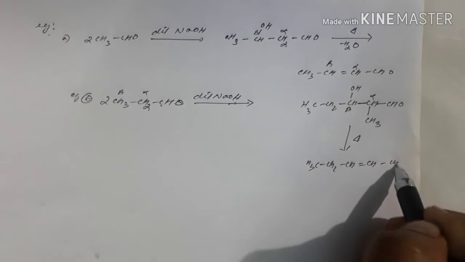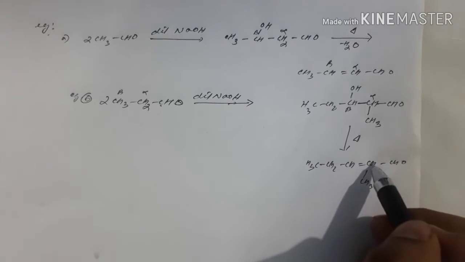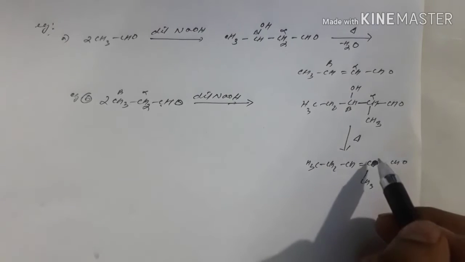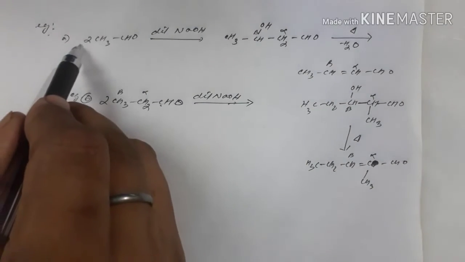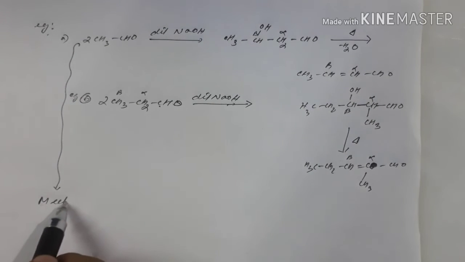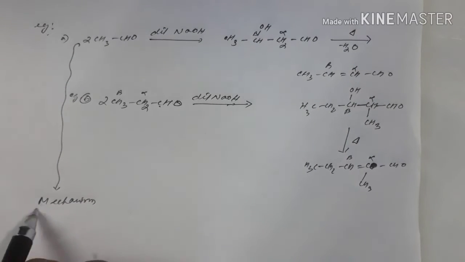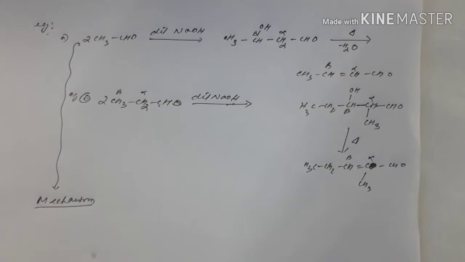Right, this one, look, 1 2 3, sorry, there would be no hydrogen. So this is what, alpha beta unsaturated. Okay, so this is one of the matter how to write the product. Okay, now let us discuss the mechanism of this reaction. Mechanism of this, the first one. We can discuss the second one also. Let us discuss the first one.